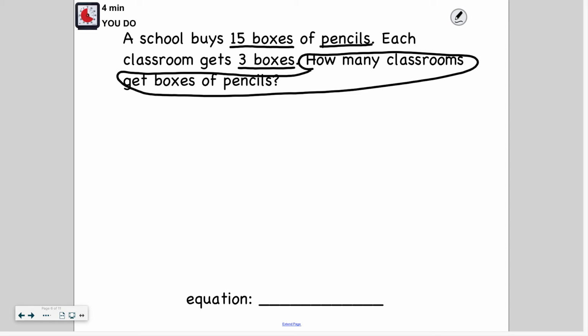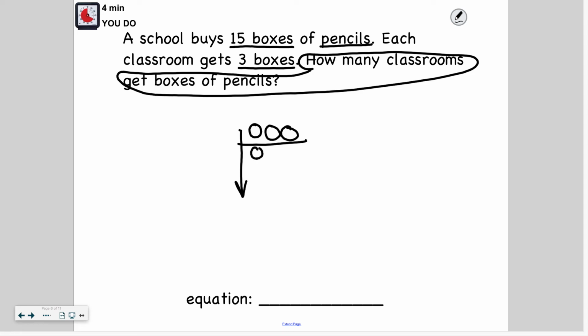All right, so let's go ahead and solve. I'm going to use an array for this problem since I haven't used that strategy yet today. So I know there's a total of 15 boxes, and each classroom is getting 3 boxes. How many classrooms? I want to know the groups. All I know right now is the size of the group. So when I'm drawing an array, the size of the group goes across, and the number of groups would go down. So I'm going to keep adding rows of 3 until I get to 15.